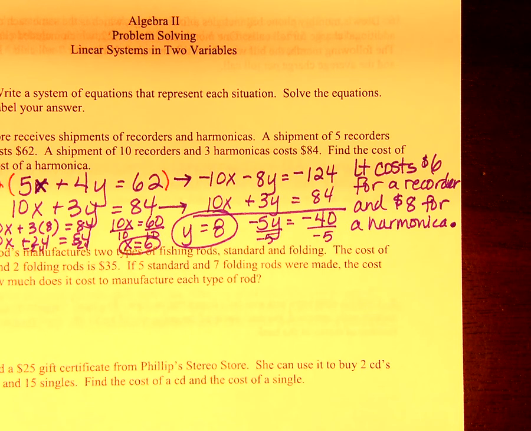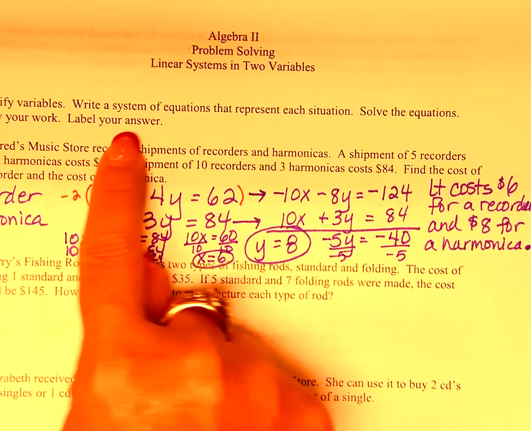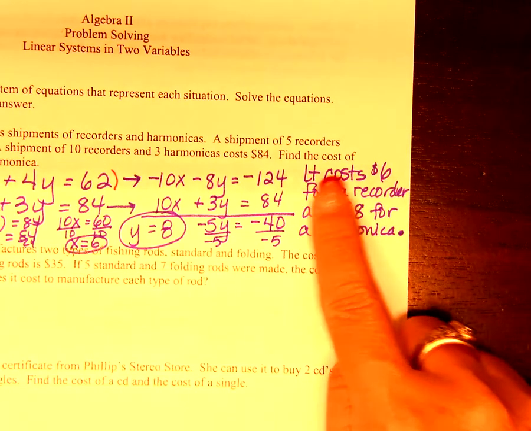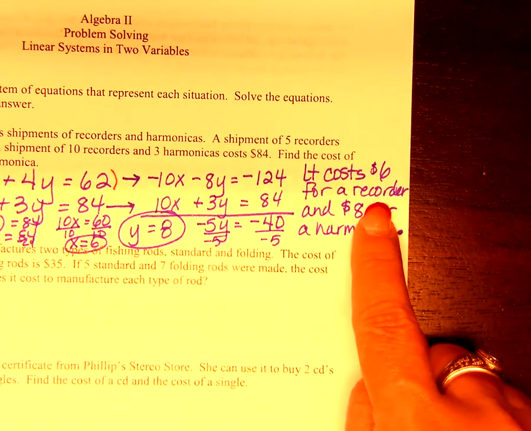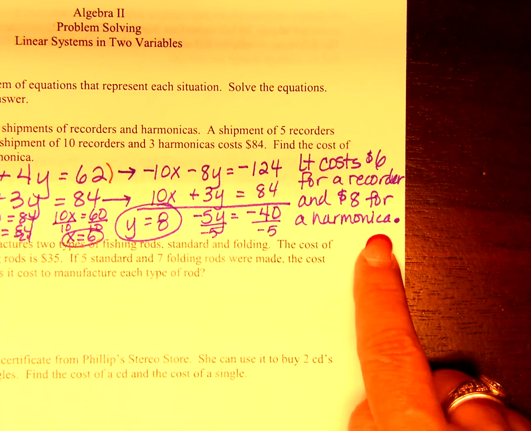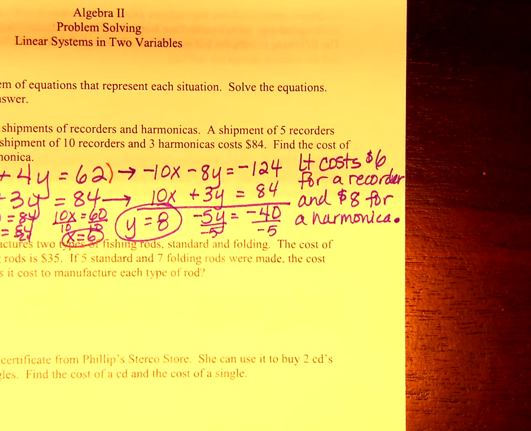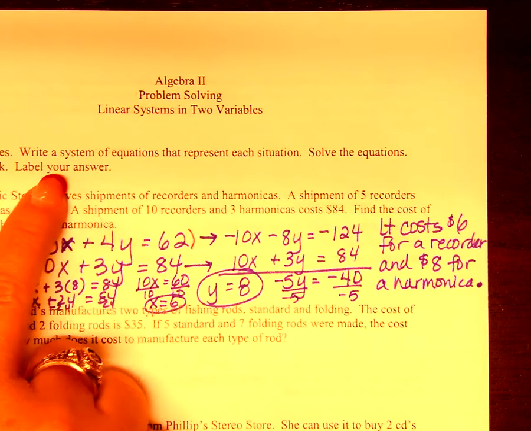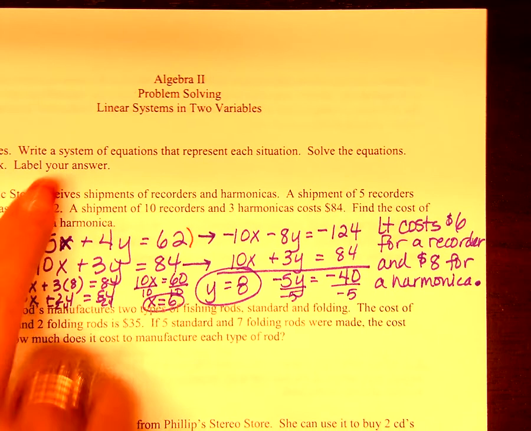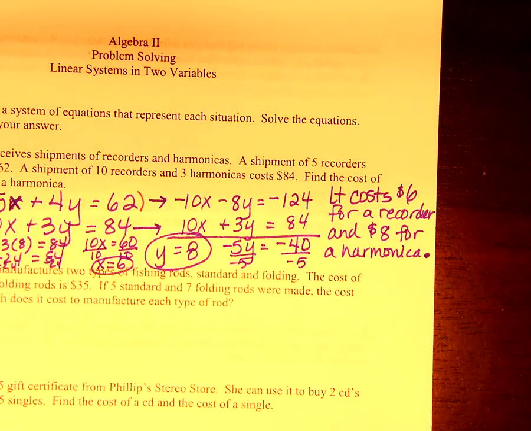But think about this. What does the instruction say right here? Label your answer. Could you just put it costs $6 for a recorder and $8 for a harmonica? No, because that doesn't tell us anything. $6 what? 6 dogs? I don't know how much a recorder costs. We have to label our answer. So that's in the instructions. That's what that means: make sure you have a label with your answer in your sentence.